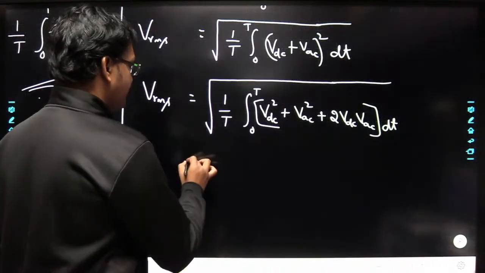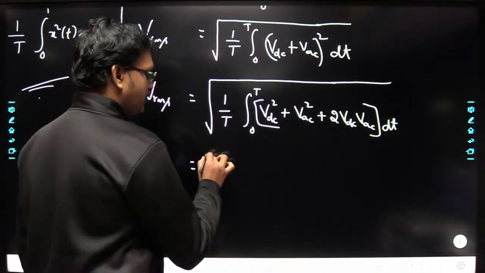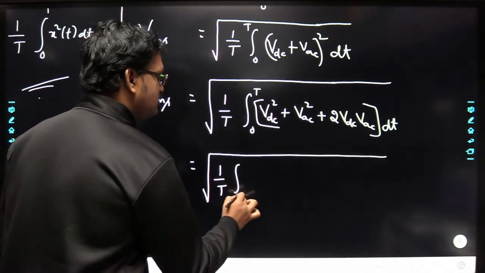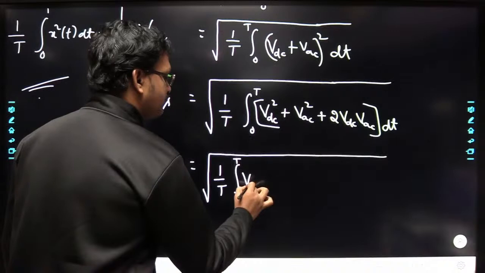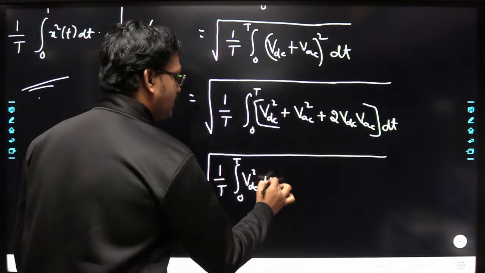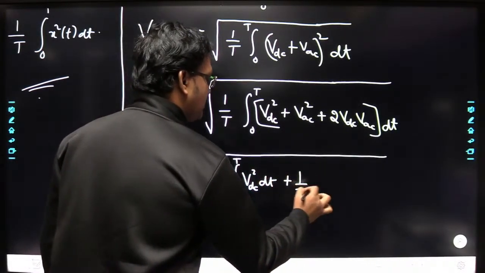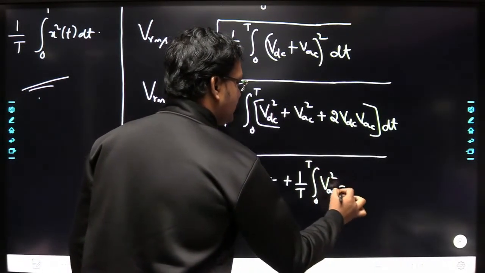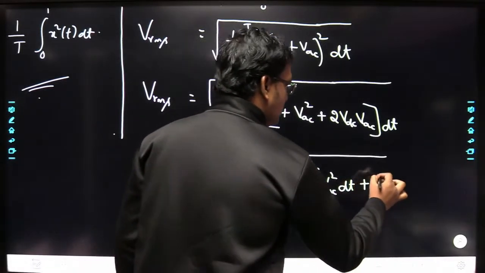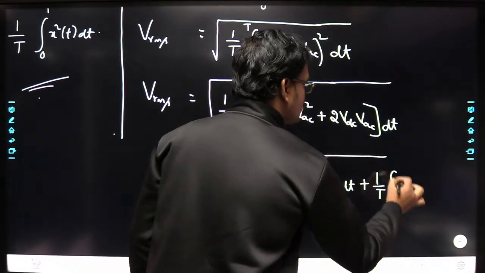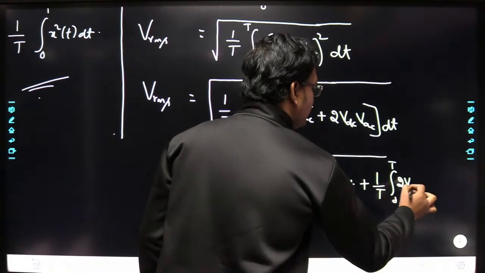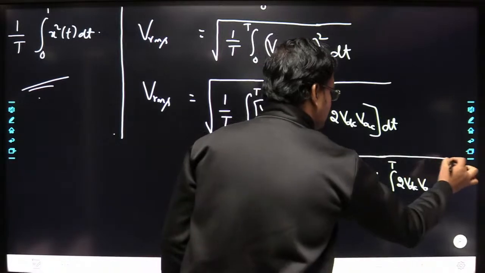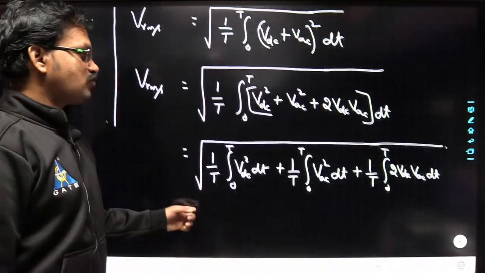Now if you integrate this, you get the square root of 1 by T integral 0 to T Vdc square dt, plus 1 by T integral 0 to T Vac square dt, plus 1 by T integral 0 to T 2 Vdc into Vac into dt. So this is what we got here.